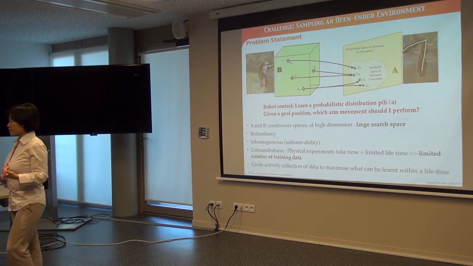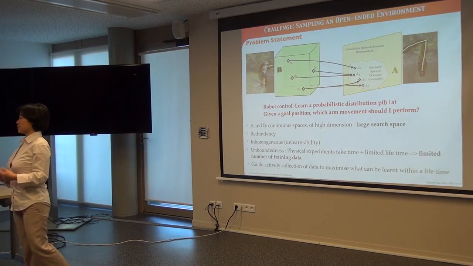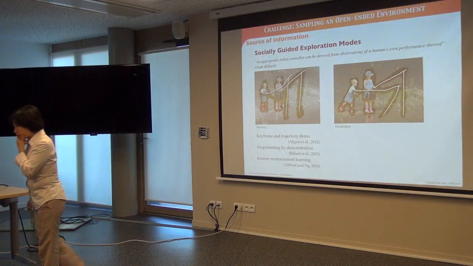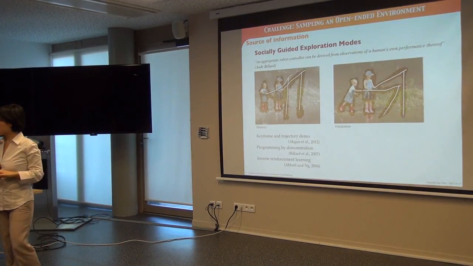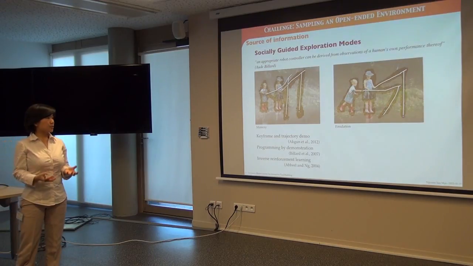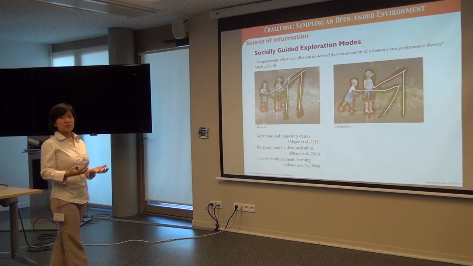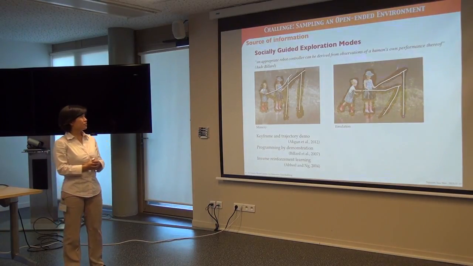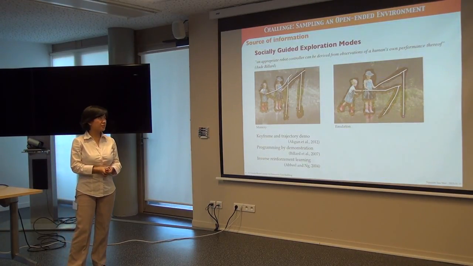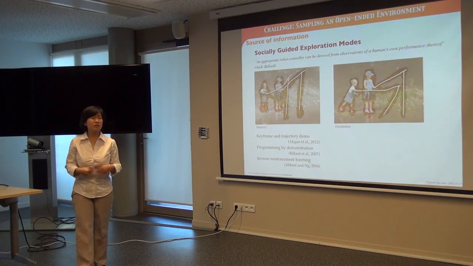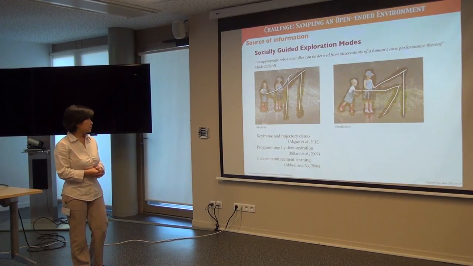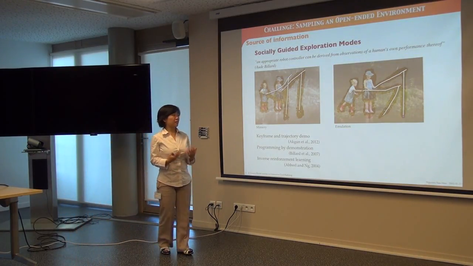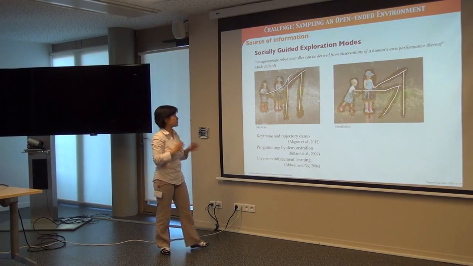For learning complex motor skills, several modes have been developed. The first of them is what we call socially guided exploration mode, which takes a source of information, a social partner, a teacher, a mentor. So an appropriate robot controller can be derived from observations of a human's own performance of this controller. So in terms of imitation, you can see two different behaviors.